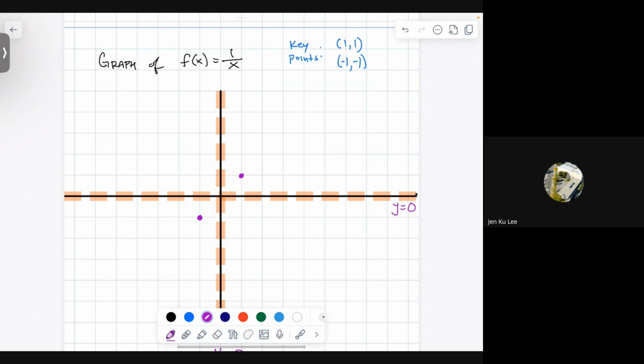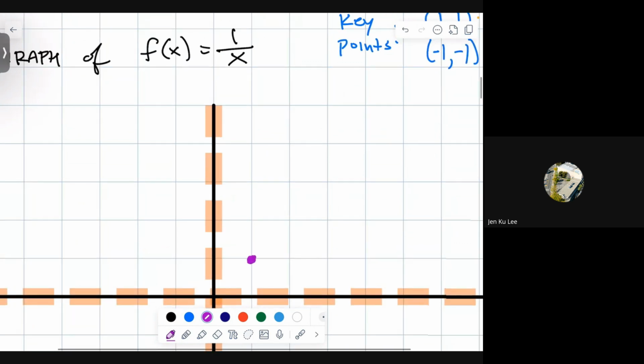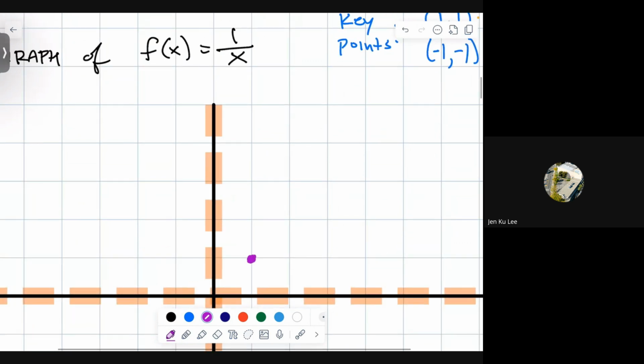So if I plug in x equals 2 into my function here, 1 over x, what would I get if I plug in 2? 1/2. So it's 2 comma 1/2. What if I plug in 3? 3 comma 1/3. Okay, so you can see that it's gonna kind of ride this y equals 0 asymptote, right?